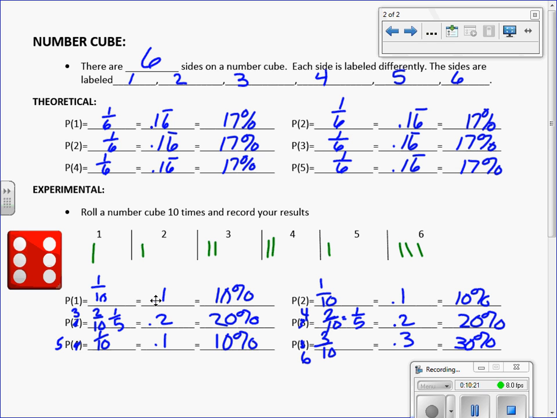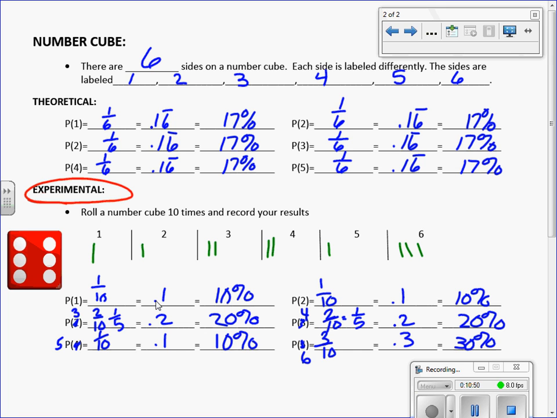All right, so did my experiment match my theoretical? Did the experiment that I did, the actual data, match what it says theoretically should happen? Mathematically, I'm looking at this, and I should have gotten 17% every single time. But when I actually did my experiment, that's not what happened.